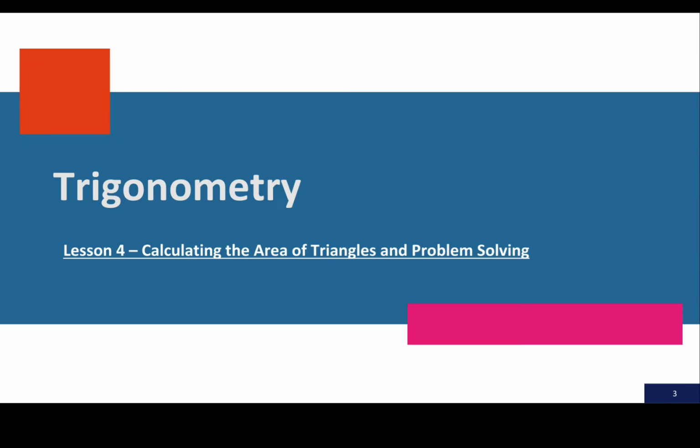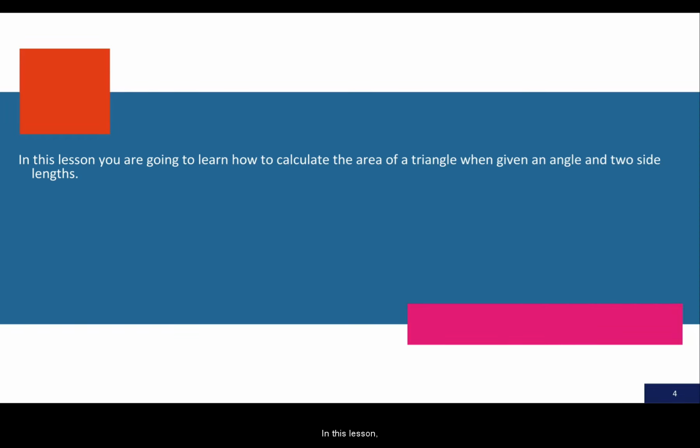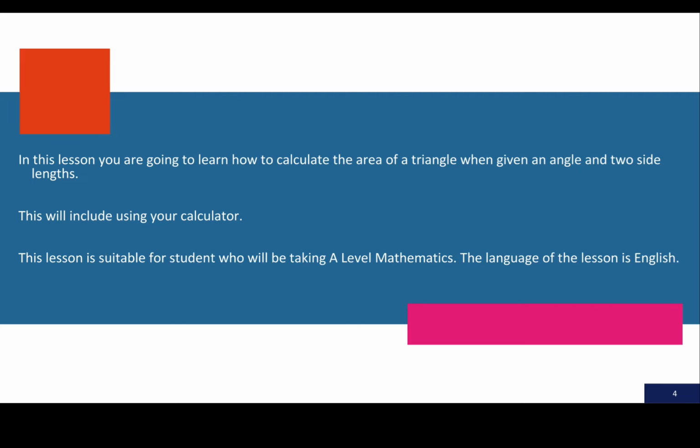In this lesson, we are going to be calculating the area of triangles and problem solving. You're going to learn how to calculate the area of a triangle when given an angle and two side lengths. This will include using your calculator. This lesson is suitable for a student who will be taking A-level maths. The language of this lesson is English, and this lesson should last around 30 minutes.